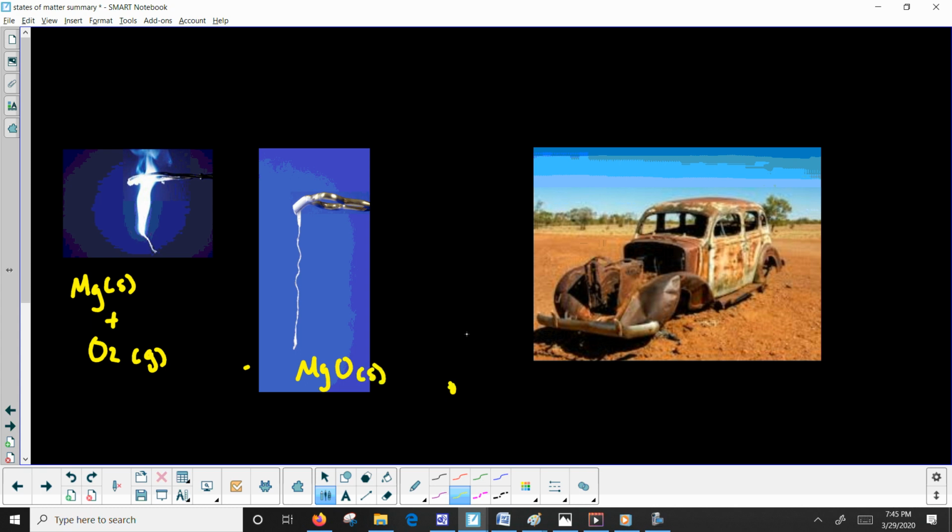How about this reaction over here? What we have here is the reaction of iron, solid, plus oxygen, and what it forms is Fe2O3, or iron(III) oxide. And again, this is going to be a solid. This is rust, and the oxygen is a gas. So it looks like metal oxides typically are solids.